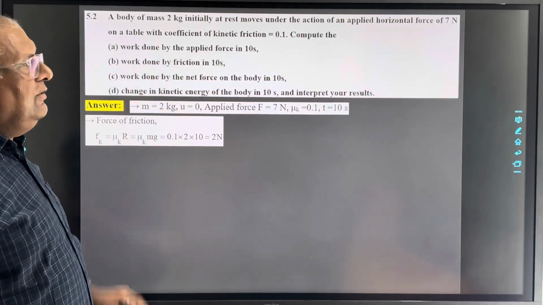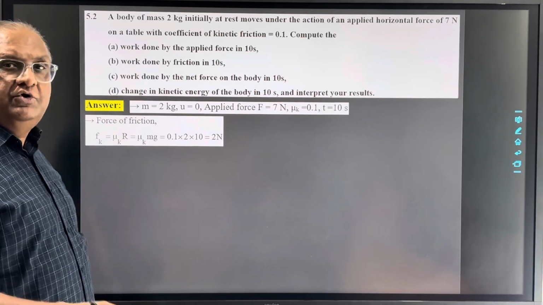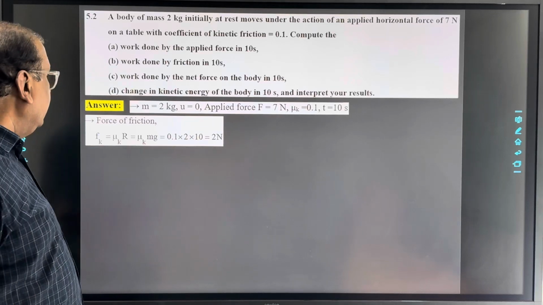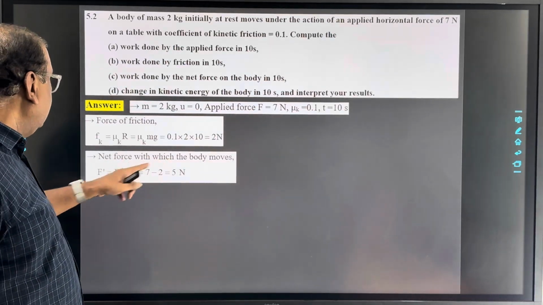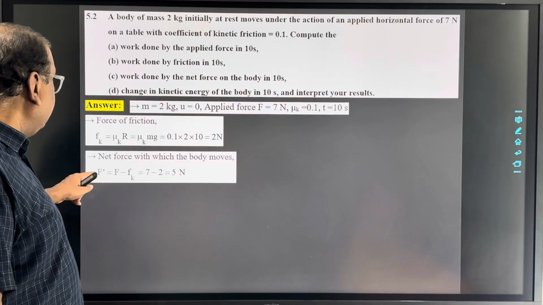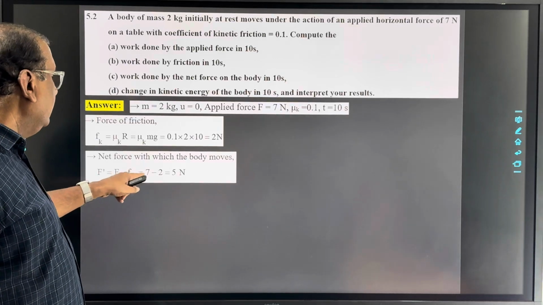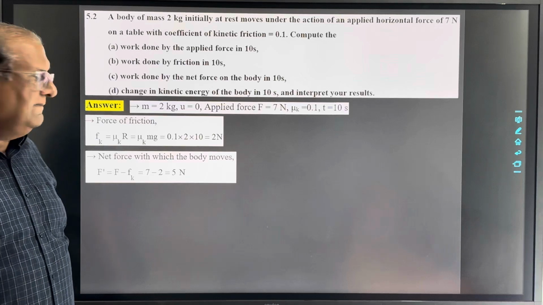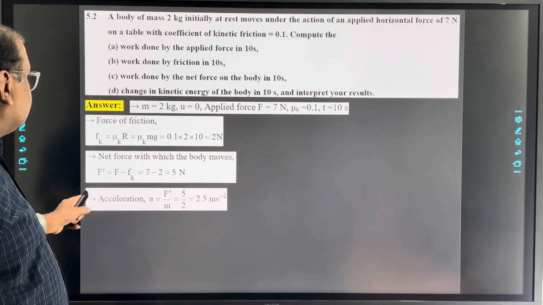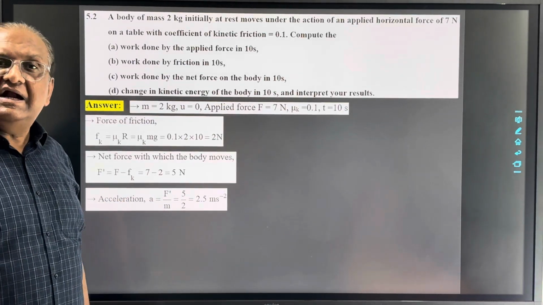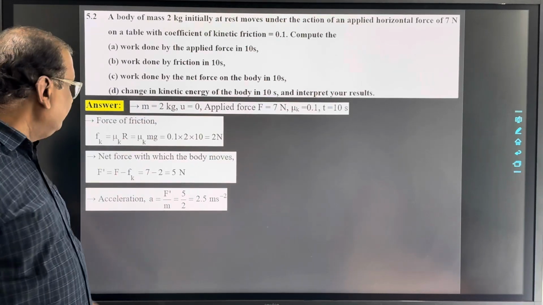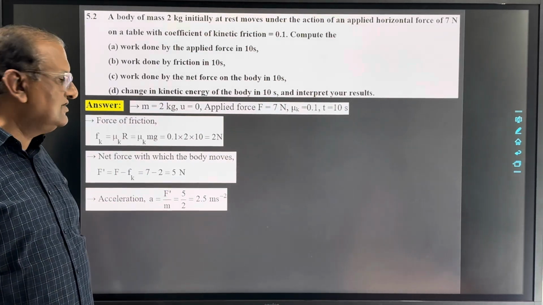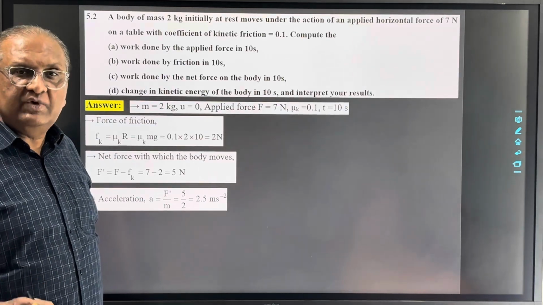Now 7 Newton force is applied, friction is 2 Newton. That is in the opposite direction of the applied. So here the net force with which the body moves, F dash equal to F minus Fk, 7 minus 2, that is equal to 5 Newton. Clear? Now the acceleration, that is the net force upon mass. So net force, that is 5 Newton upon mass 2. So acceleration is 2.5 meter per second square.